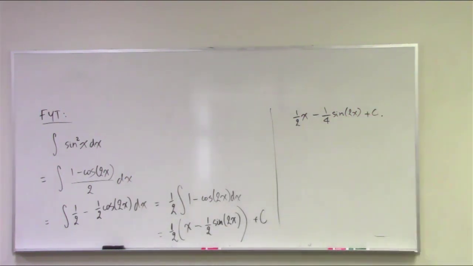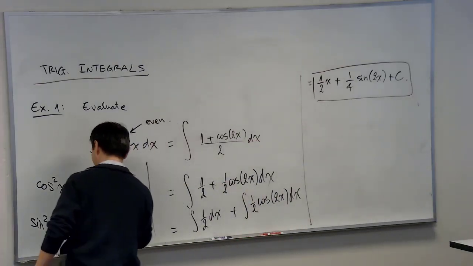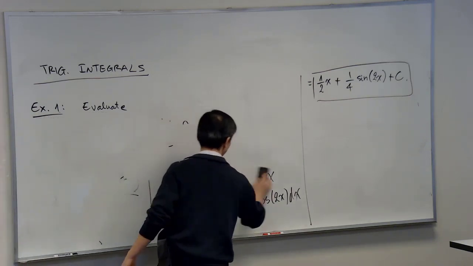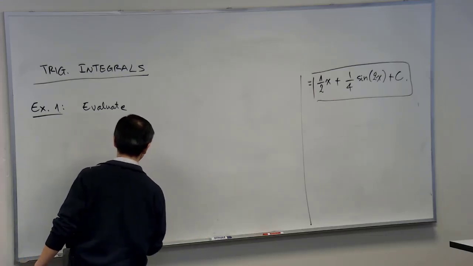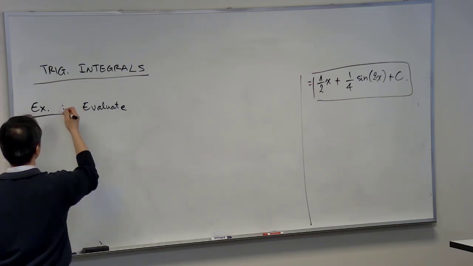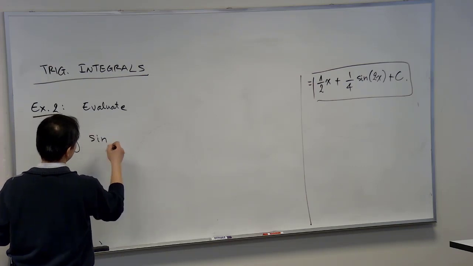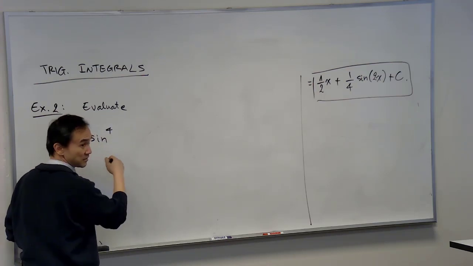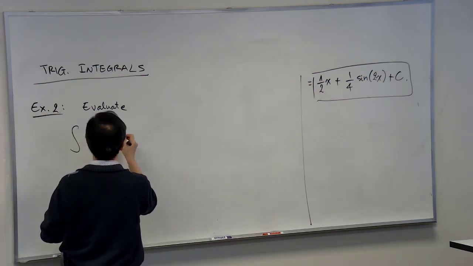Whatever I'm about to do next is really analogous, regardless of whether you're working with sine or cosine. The intention is that now you're generally dealing with a higher power of either sine or cosine, so let's call that example two. Let's say sine, increased to a higher power. In the end, it's still an even one.